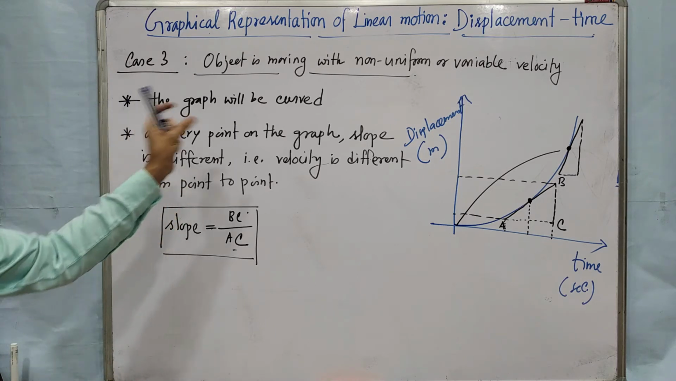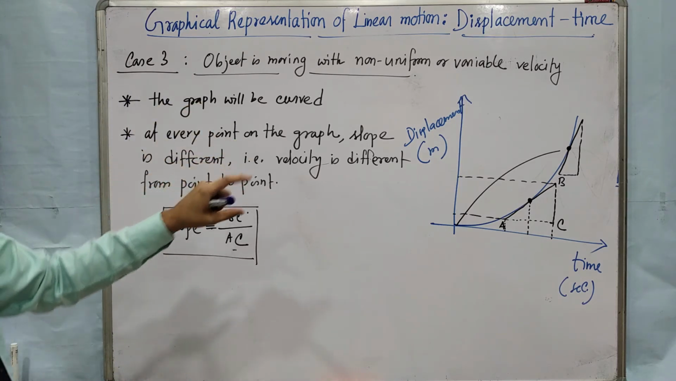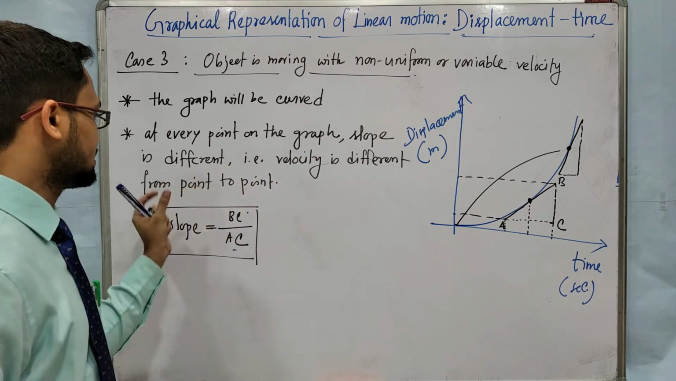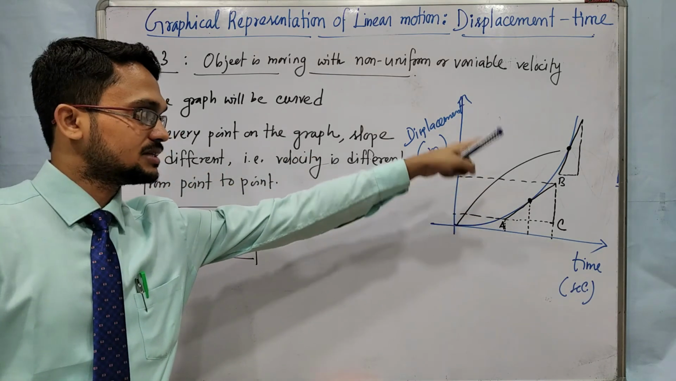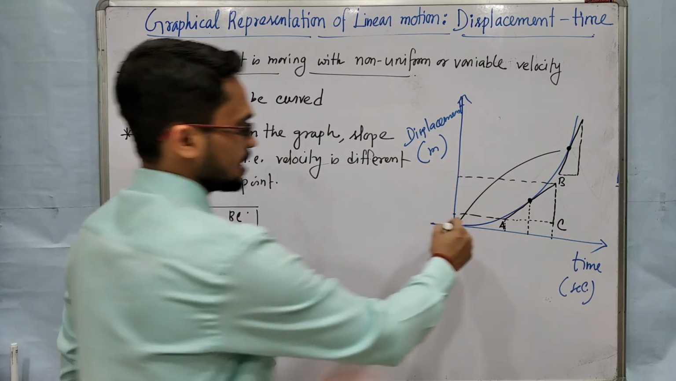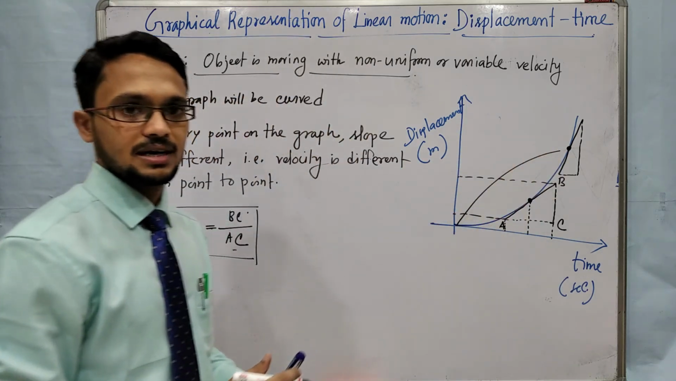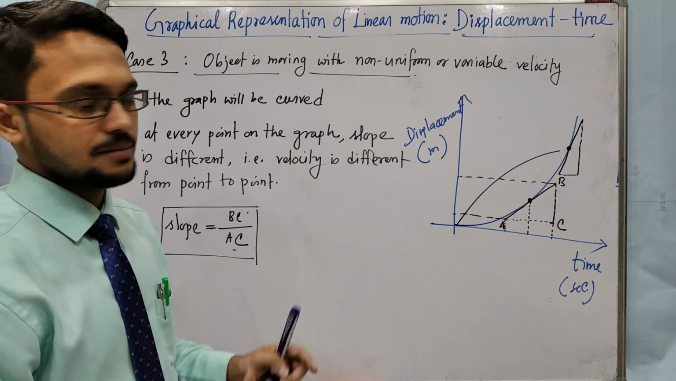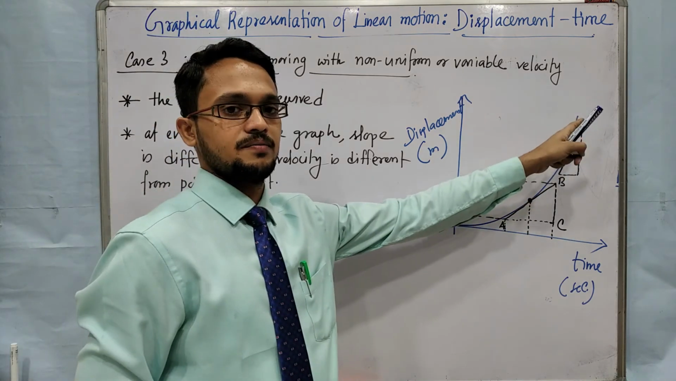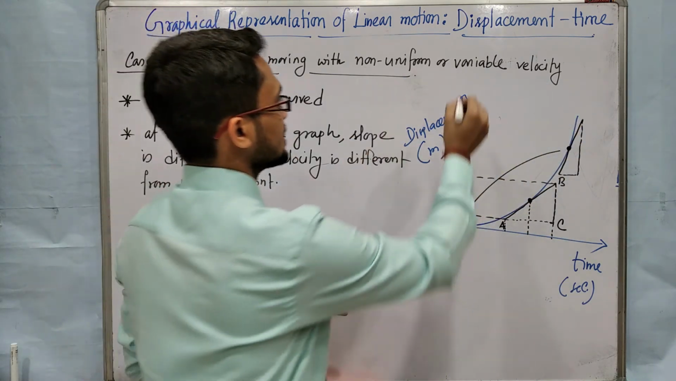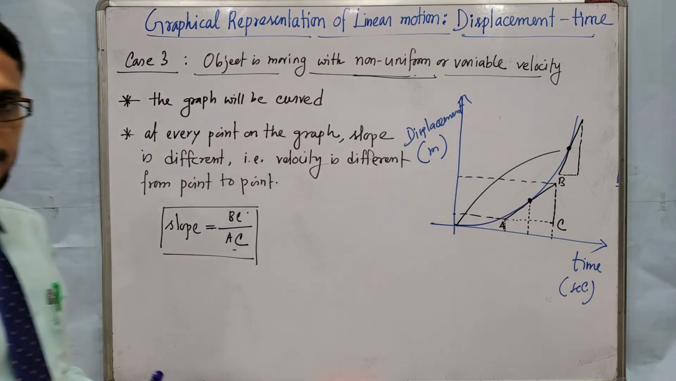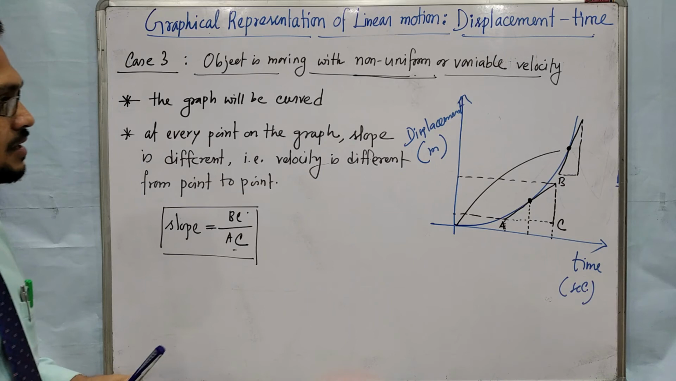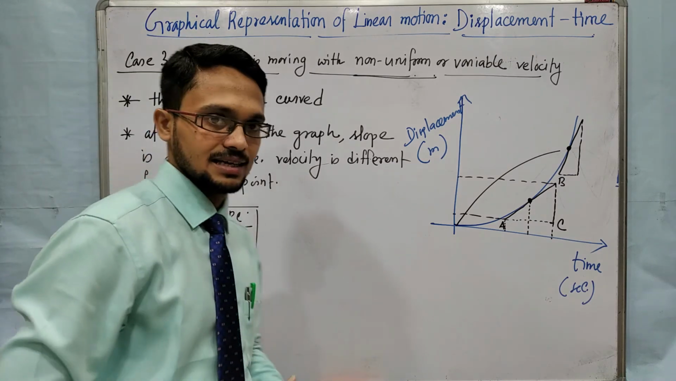So these are the things, the graph will be curved. At every point on the graph the slope is different, that is, velocity is different from point to point. That we have checked already. Velocity is increasing here. In this curve velocity will decrease. So velocity is not the same at each point on this curve. For this reason it is variable velocity or non-uniform velocity. Understand? So these are the three cases.